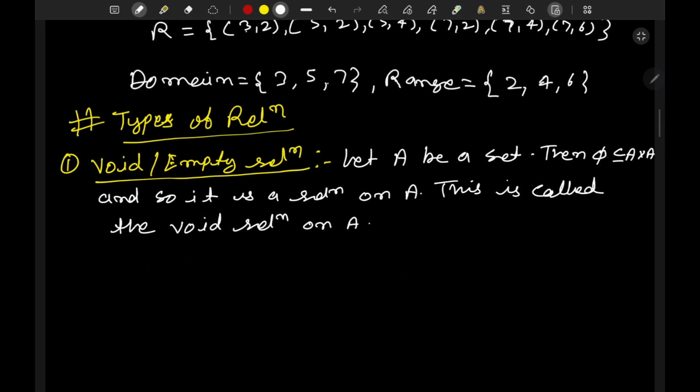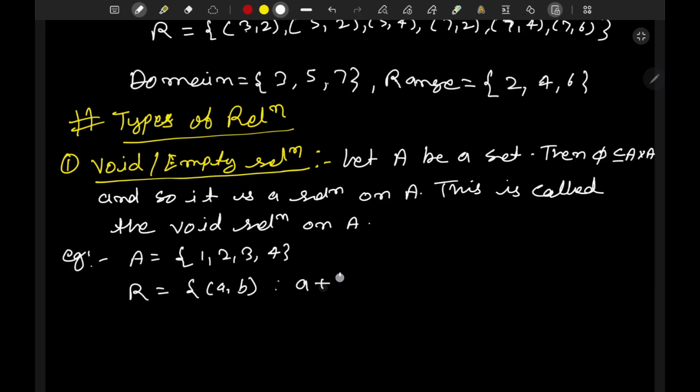Now an example: 1, 2, 3, 4. The relation R is (a, b) such that a plus b is greater than 10. Any pair satisfying this condition? 4, 4 gives 8, which is not greater than 10. So there is no element in this set, so this is the empty relation. Just R is called the empty relation.